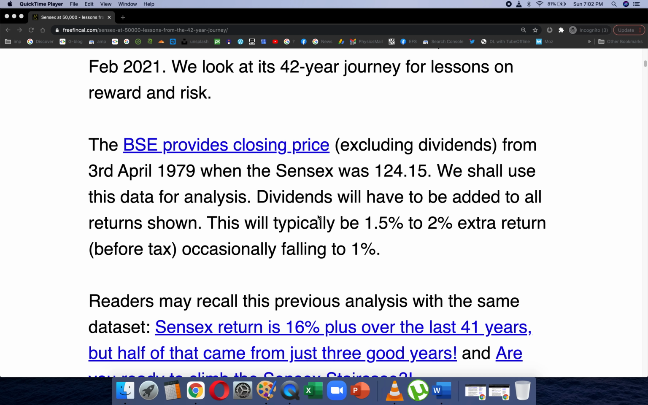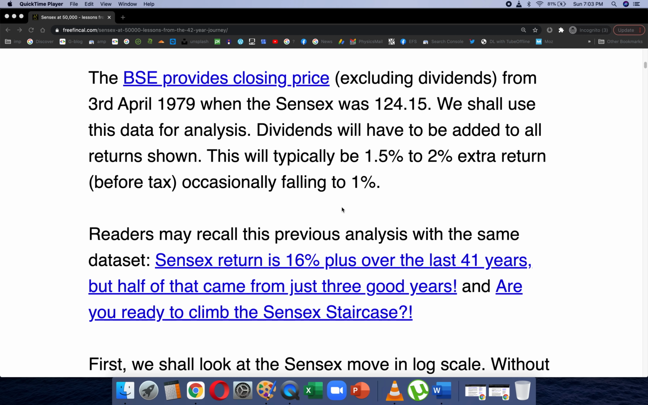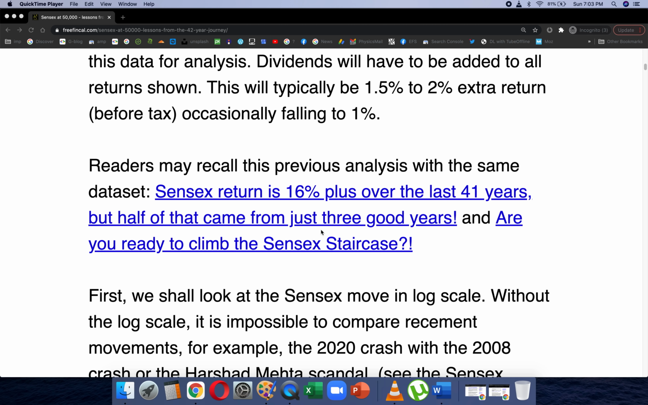We had already talked about Sensex charts using log scales, etc., several times, and just a few weeks ago I had talked about how over the last 41 years, if you take the 16% return, half of that 16% return came from just 3 good years. And we had also talked about the Sensex staircase. We'll have a look at the staircase again.